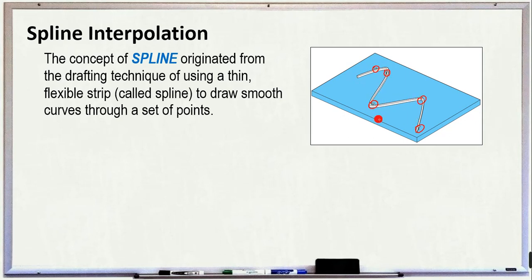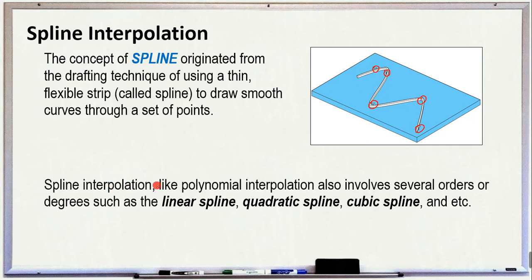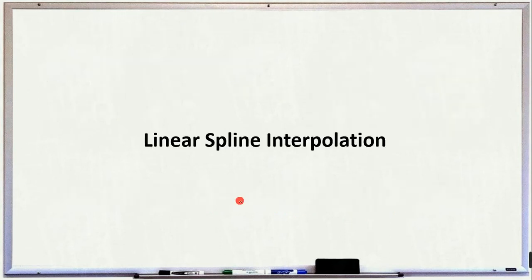along these distinct points. So spline interpolation, like polynomial interpolation, also involves several orders or degrees, such as the linear spline with a degree equal to 1, the quadratic spline with degree equal to 2, and a cubic spline with degree equal to 3, and so on and so forth. Now let's start with the linear spline interpolation. By the way, for this video, I will only discuss two spline interpolations. These are the linear spline and the quadratic spline.